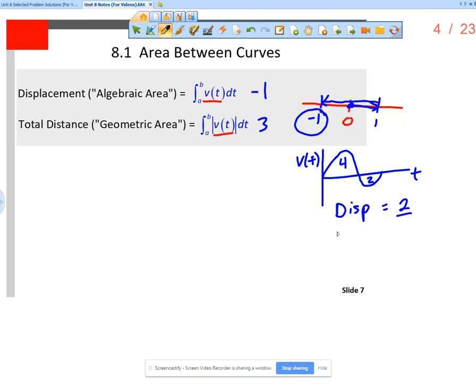Okay? But then the total distance. The total distance traveled, well, it doesn't matter which direction you're going. So we went 4 units forward, and then we went 2 units backwards, so the total distance traveled would be 6. So remember, algebraic area is positive above the x-axis and negative below the x-axis, and geometric area is simply how much space is taken up there. So that's a total of 6.